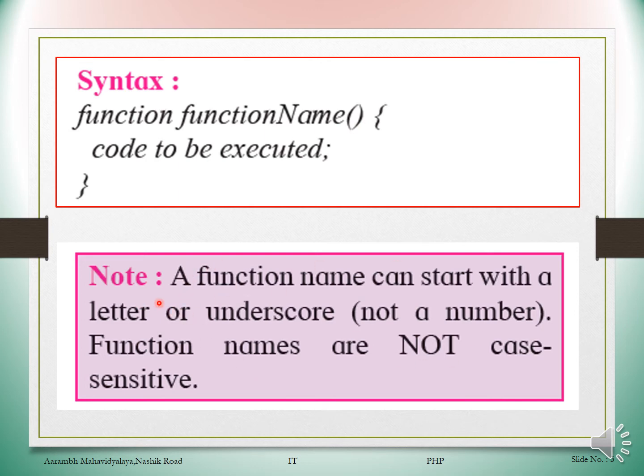Remember one thing, a function name can start with a letter or underscore. That means while providing the function name, you can use an underscore or a letter, but you cannot start with a number. Function names are not case sensitive. That means you can provide small letters here, and while calling that function you can use capital letters also.